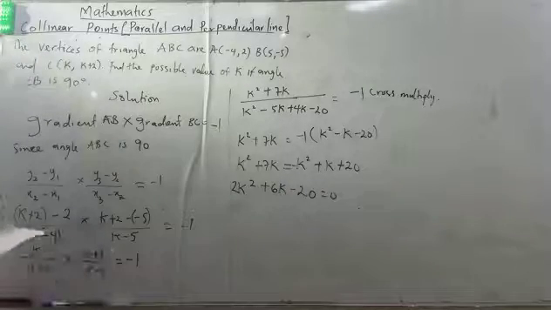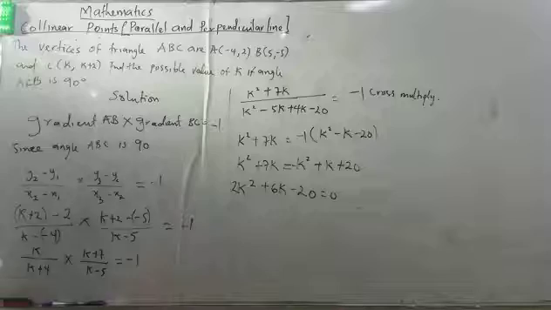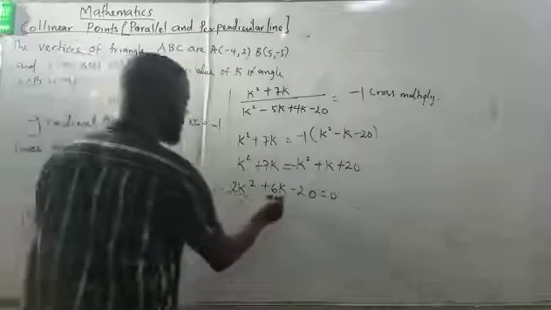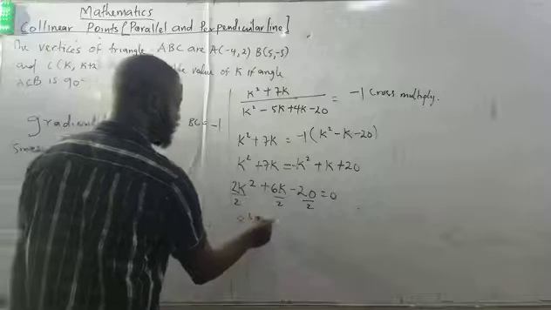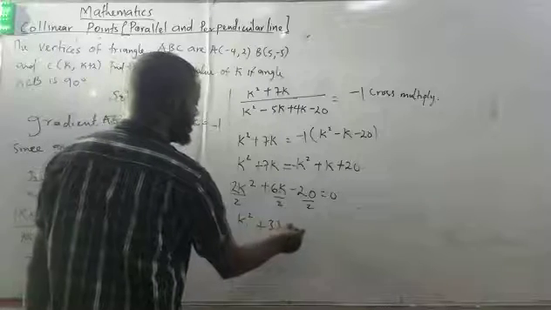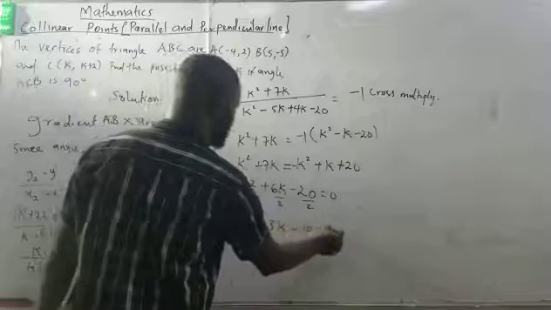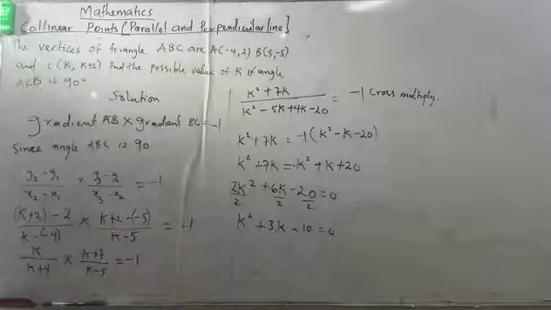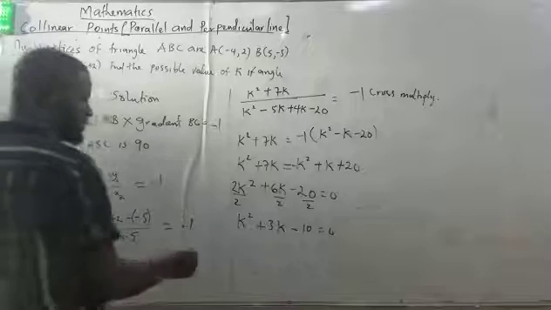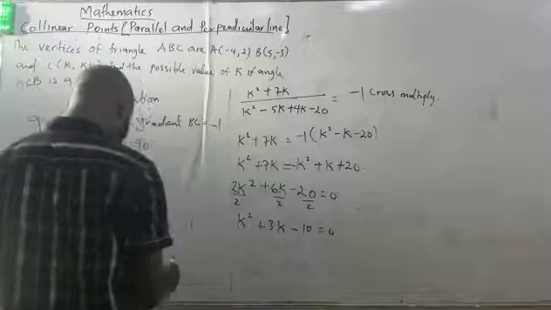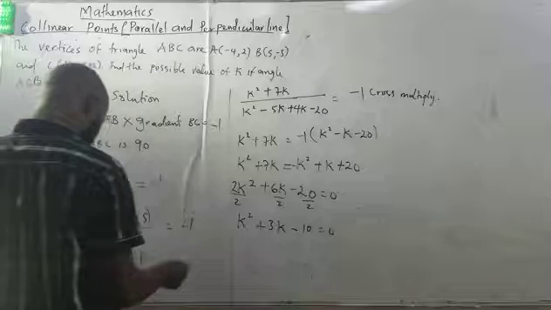Can you see what is there? I can reduce everything by 2, divide all through by 2, it will be k squared plus 3k minus 10 equals to 0. What can I multiply to get that? It means 5 and 2. 5 and 2 will give me what I want. Now, by implication, it will be what?